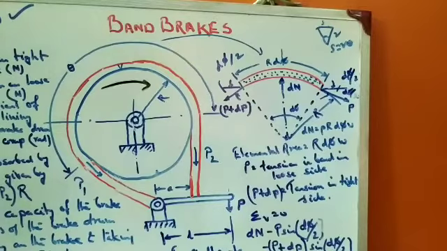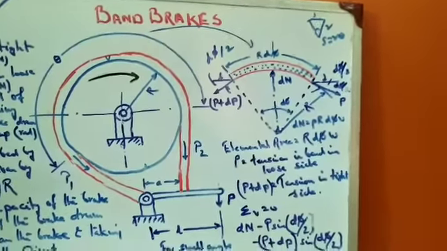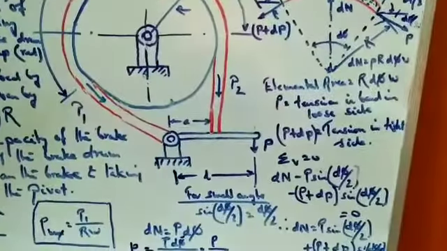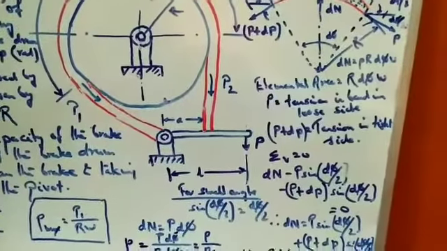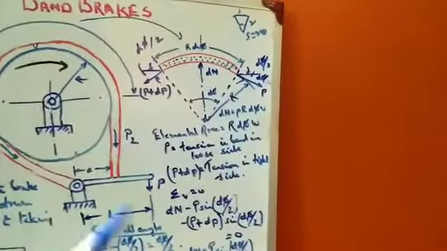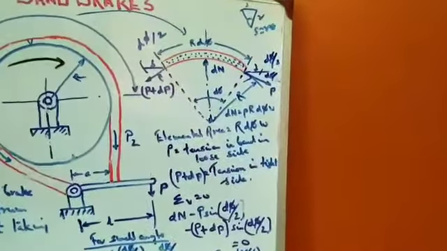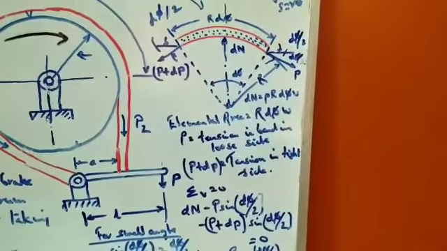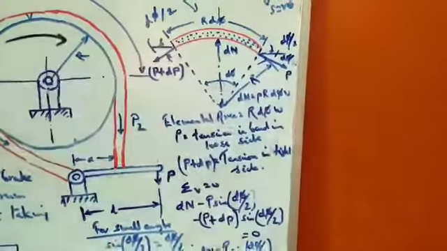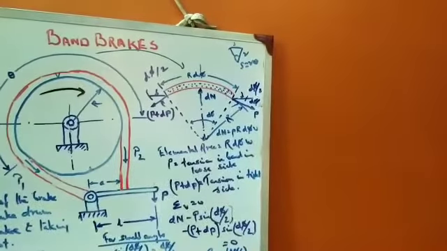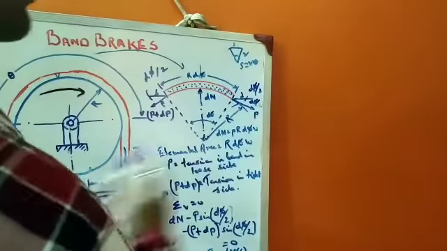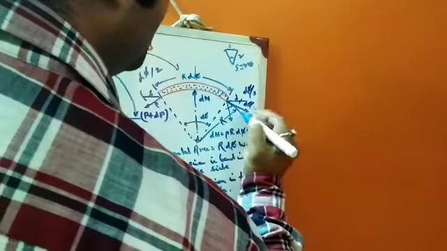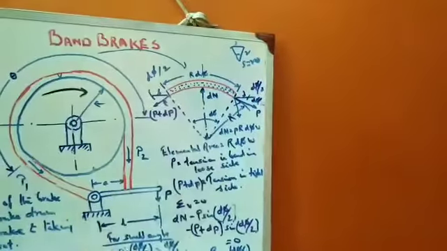Now if we go for an equilibrium analysis of the strip, we can see what forces are acting here. Dn is acting in the upward direction, and upward is taken as positive, so dn is positive. What are the components over here? This is P into cos d phi by 2, and this component should be P into sin d phi by 2.